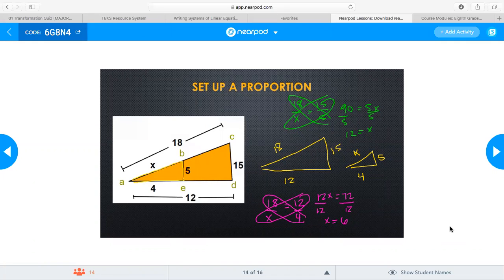Yes, Alaire? So when you did 18 over x equals 15 over 5, the 15 would go with x. Yeah, so 15 times, oh, I put 5, my bad. Thank you, Lara. So that should say 15x and divide both sides by 15. Thank you so much.